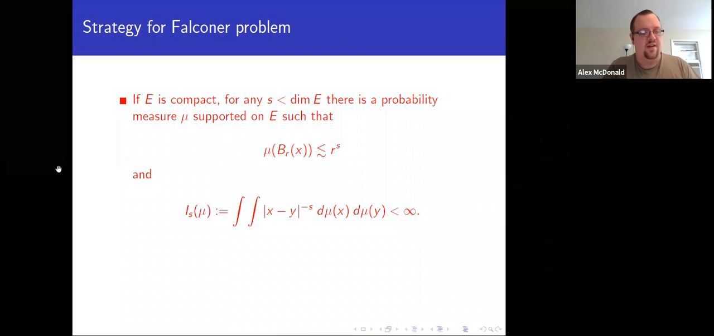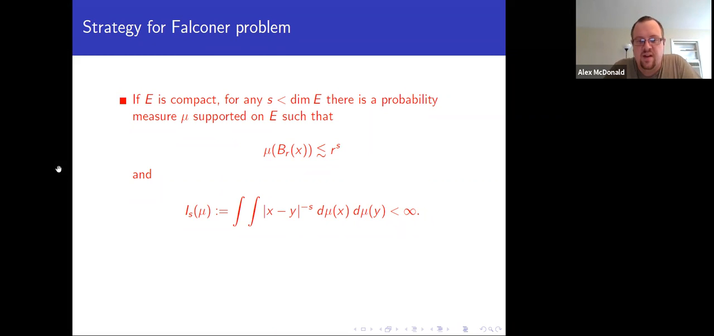Okay, so I want to talk a little bit about the strategy for approaching these Falconer problems, because it's going to be the strategy we're going to use for point configuration problems as well.